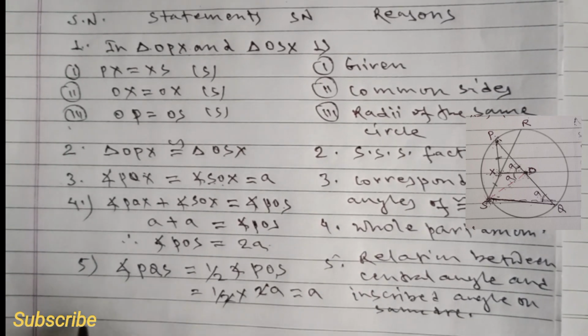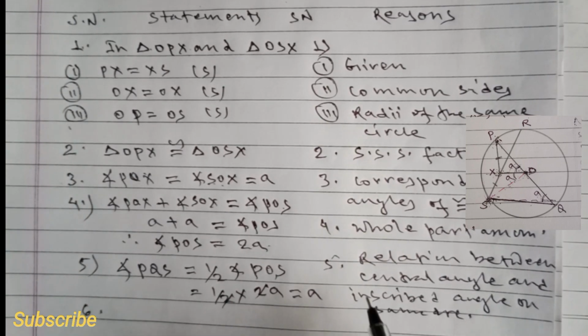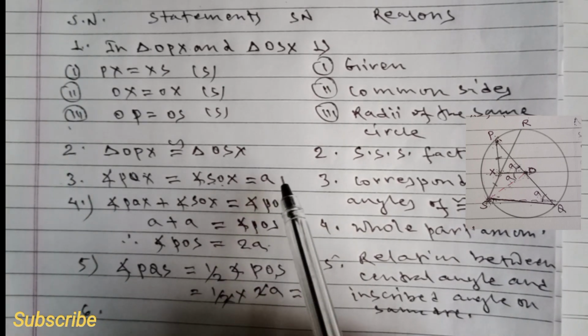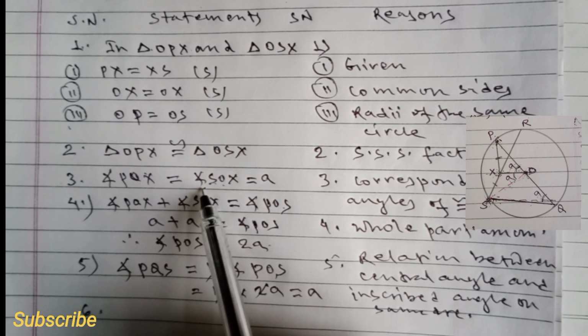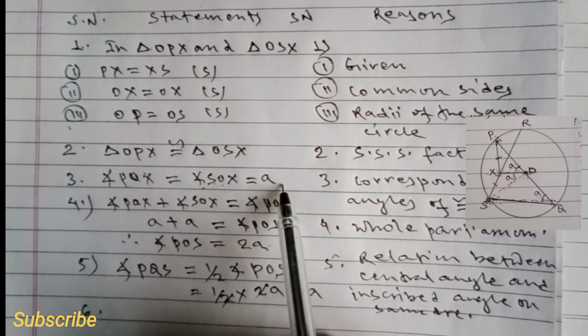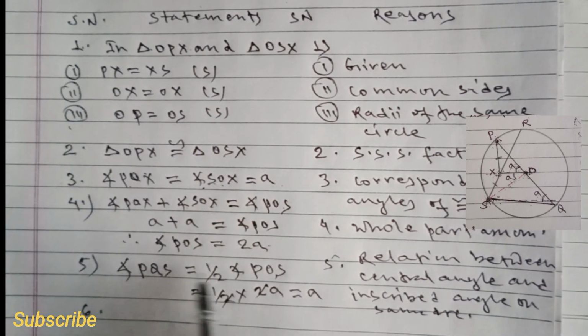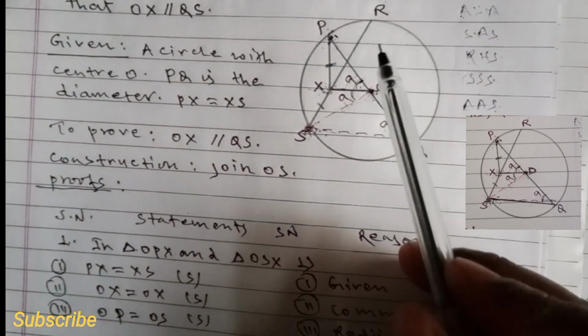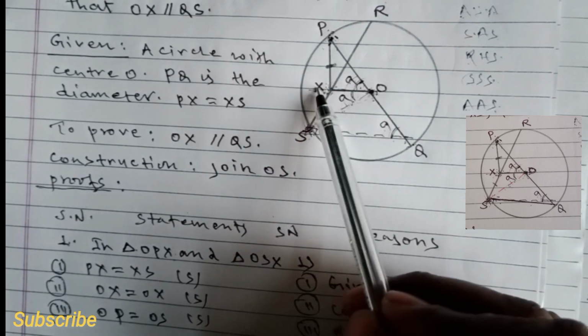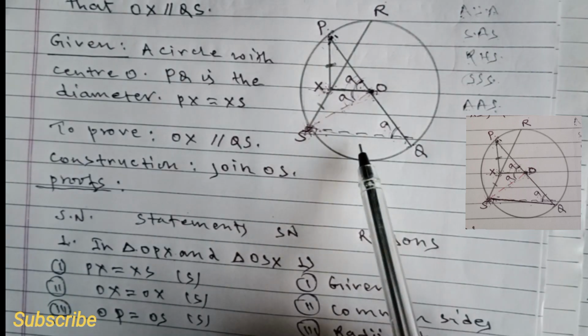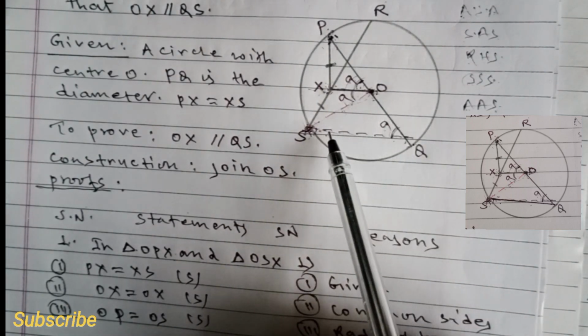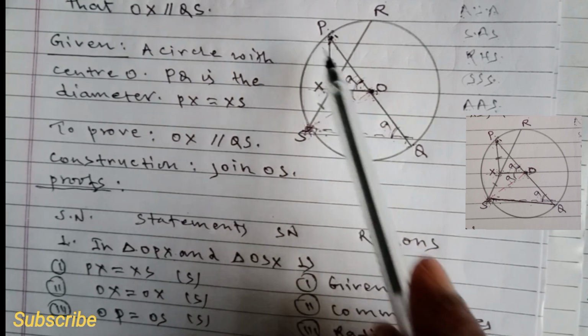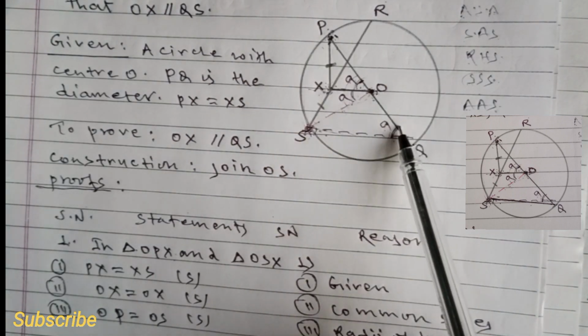Now in statement number 6, since angle POX is equal to A, and again angle PQS is equal to A. So let's look at the diagram. We have got angle POX equals to A, and angle PQS also equals to A.